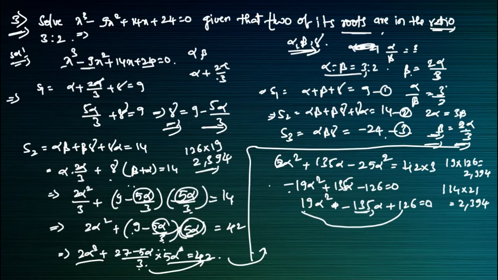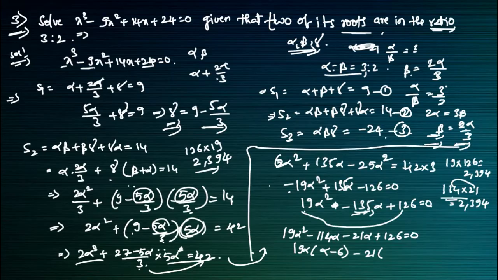So I will split this middle term: 114 plus 21, so 19 alpha square minus 114 alpha minus 21 alpha plus 126 is equal to 0. Here I will take 19 alpha common, so alpha minus 6, and from the other terms I will take 21 common, so it will become minus 21, so alpha minus 6 will come here, is equal to 0.